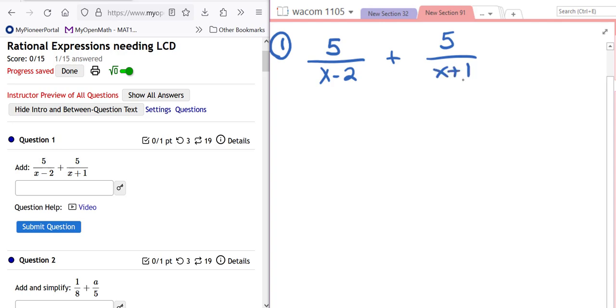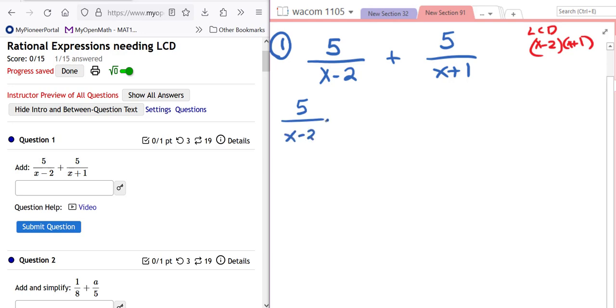Right, and so these are already factored for you. So your common denominator is going to need an x minus 2 and an x plus 1. It's going to need them both. And so you're going to just put on the missing part. So I'm going to bring down what I have and put on the missing part.